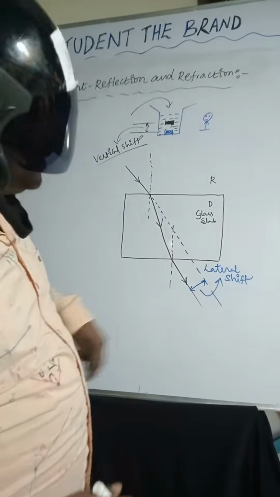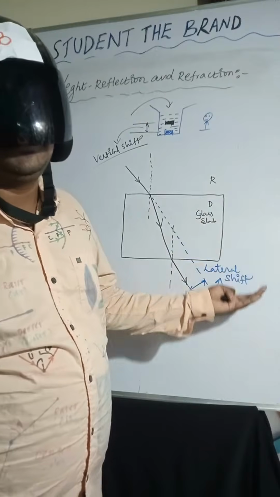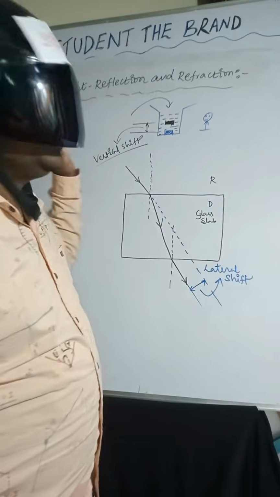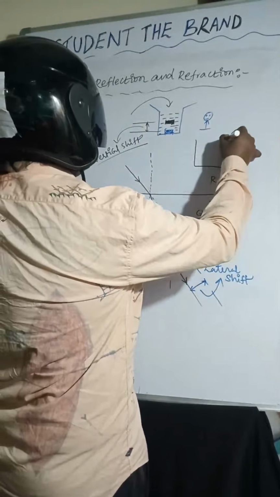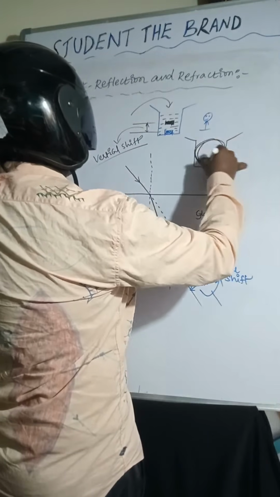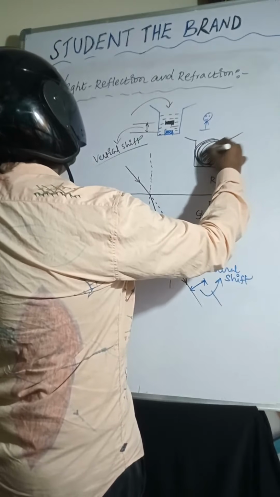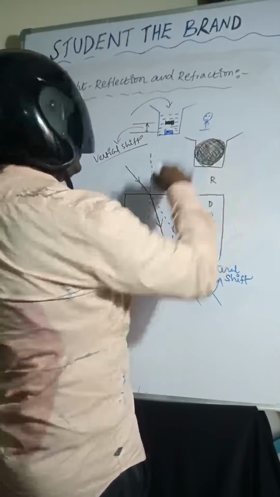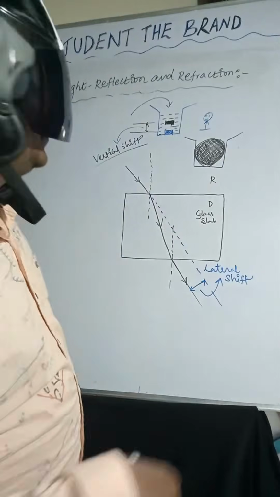So lateral shift is the distance between the emergent ray and the extended initial direction of the incident ray. The distance between the actual position and the apparent position of the coin is called vertical shift. And if you place a lemon inside the beaker, it appears bigger due to refraction of light.